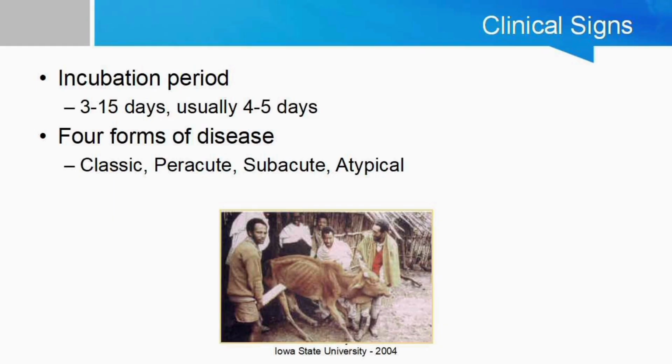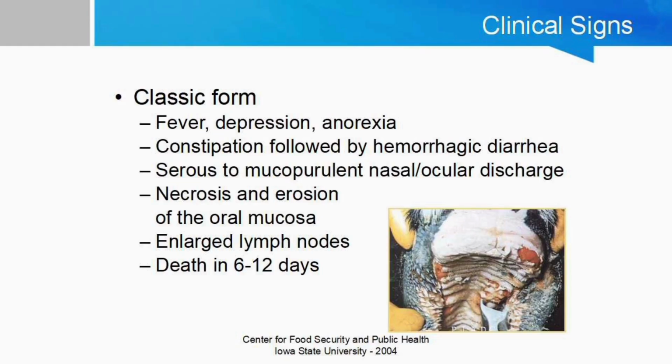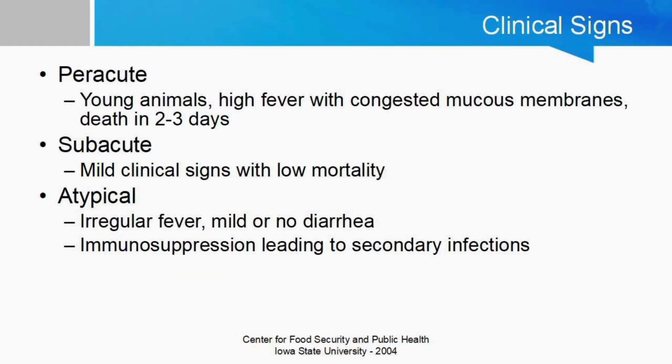Clinically, rinderpest virus can occur in 4 different forms: the classical form, the peracute form, the subacute form, and the atypical form. The classical form of the rinderpest virus is the most common and consists of fever, constipation, followed by a watery hemorrhagic diarrhea, serous to mucopurulent nasal or ocular discharge, necrotic oral erosions, enlarged lymph nodes, and dehydration and death in 6 to 12 days.